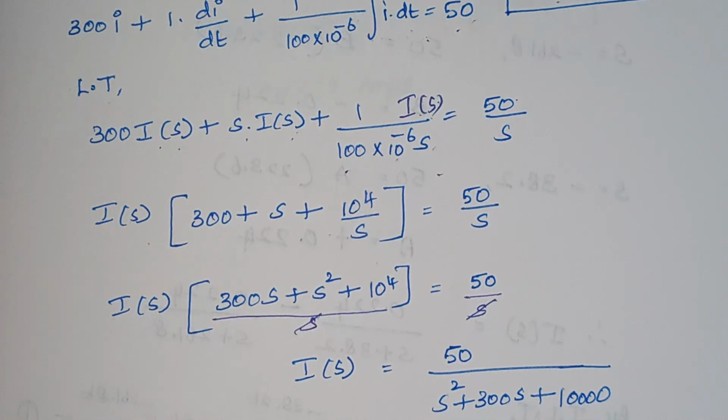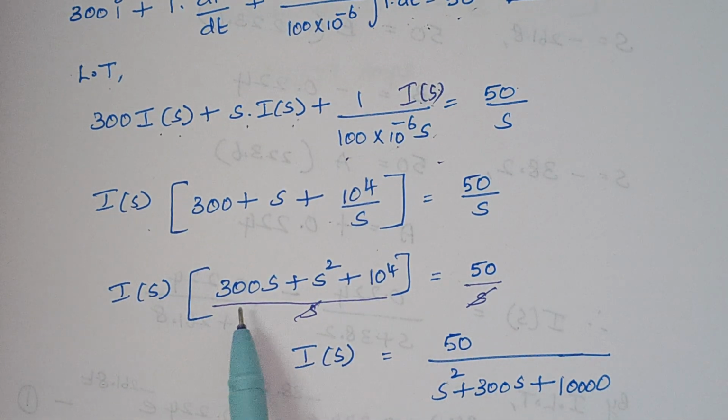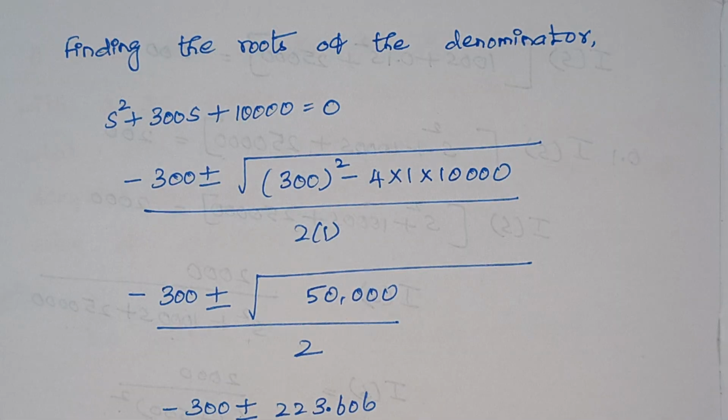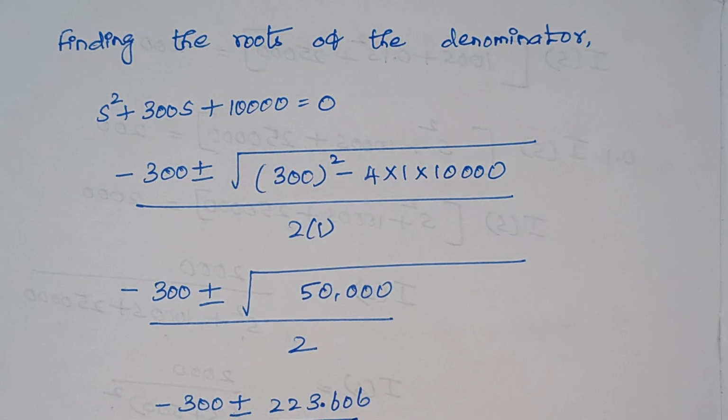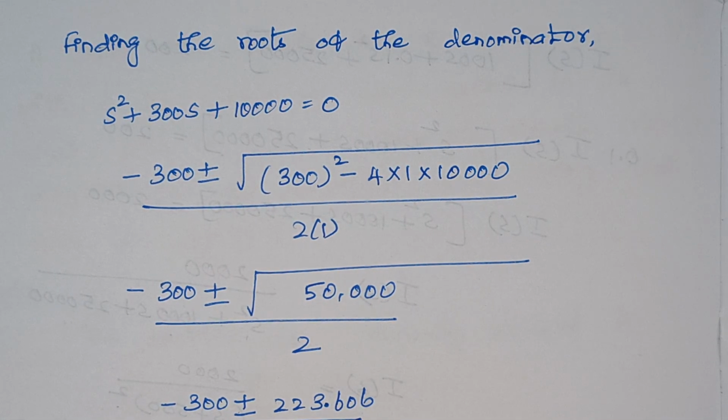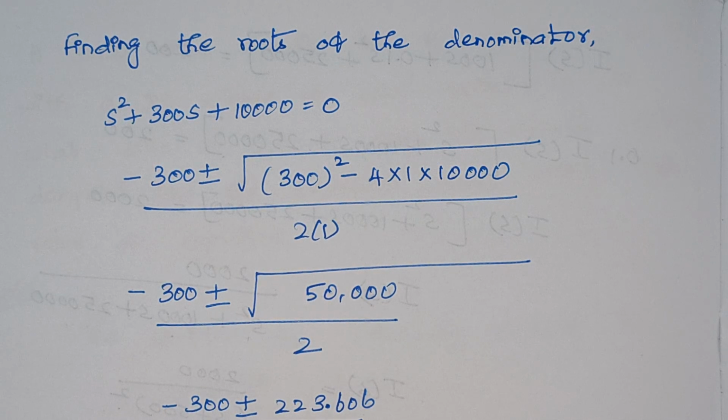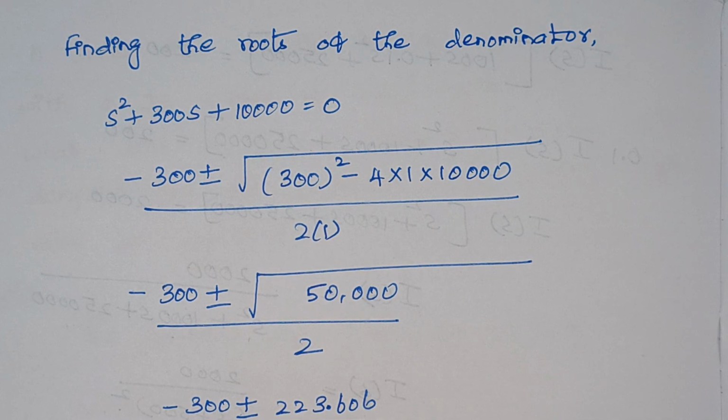So when you write an expression for I of s, we are going to shift this term to the denominator part. Therefore, 50 divided by s square plus 300s plus 10 to the power 4. So we have to find the roots of the denominator. Either you can use a calculator directly to find the values, no need to go by this basic method.